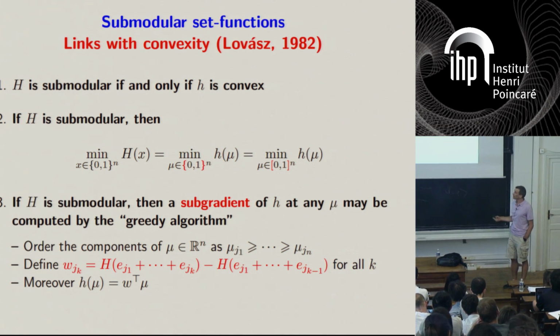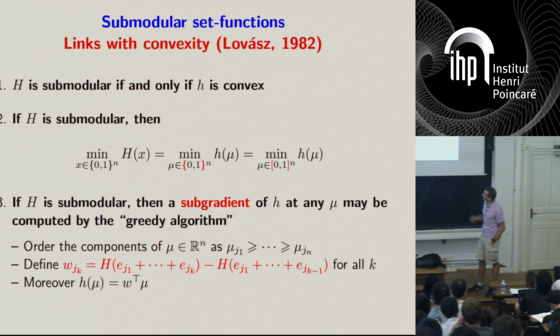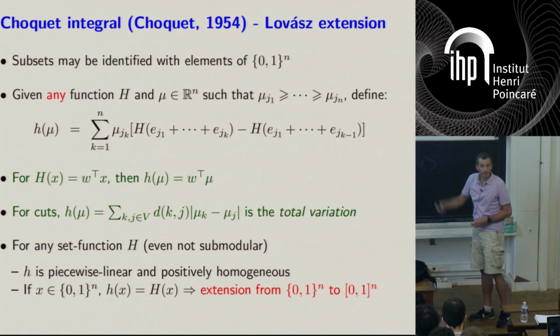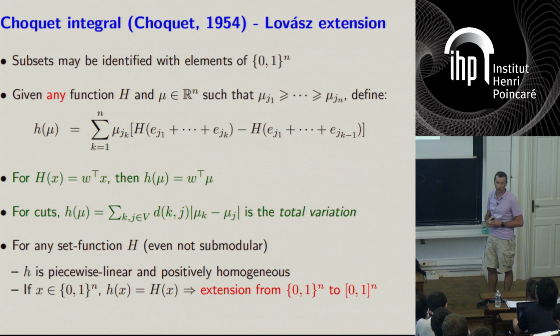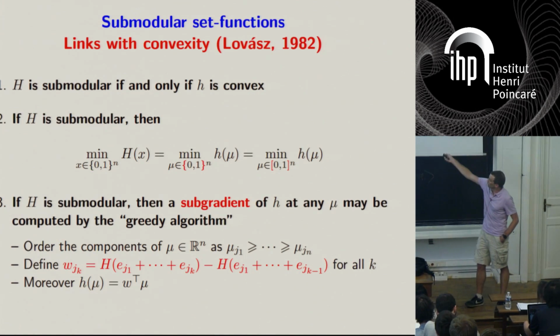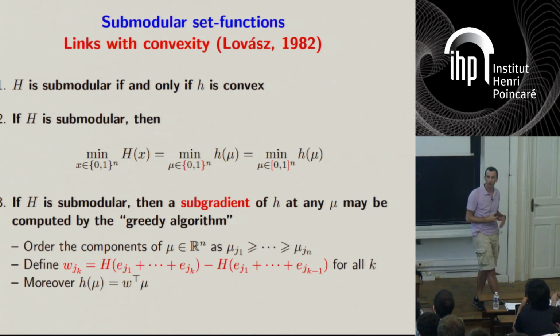But it turns out that you have access to a subgradient simply by realizing that locally you have a linear function of mu. So it doesn't take long to notice that this will define the subgradient of your function at any point. This is essentially what's happening. For any mu, you can simply get a subgradient by ordering all components of mu and doing some functional evaluations.